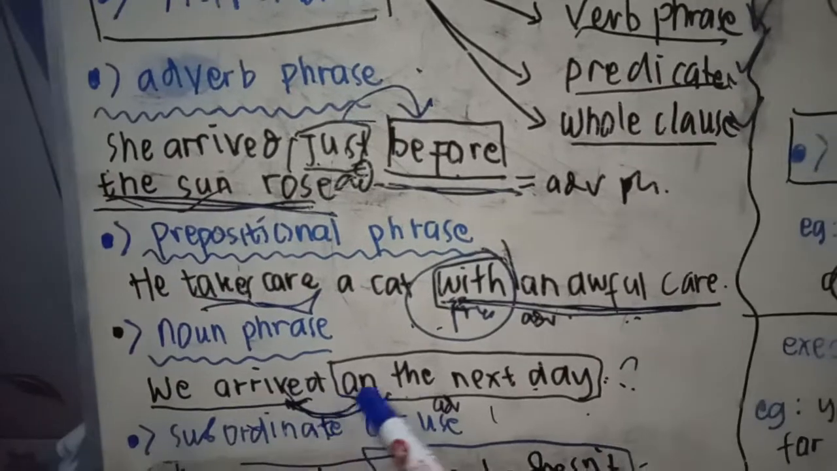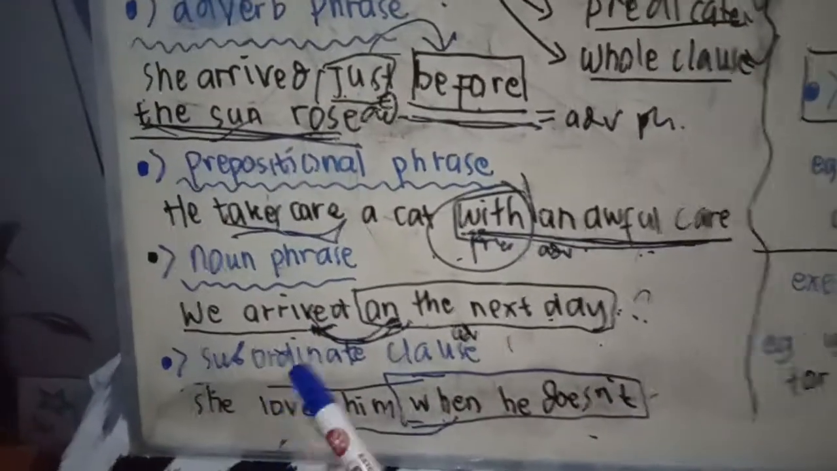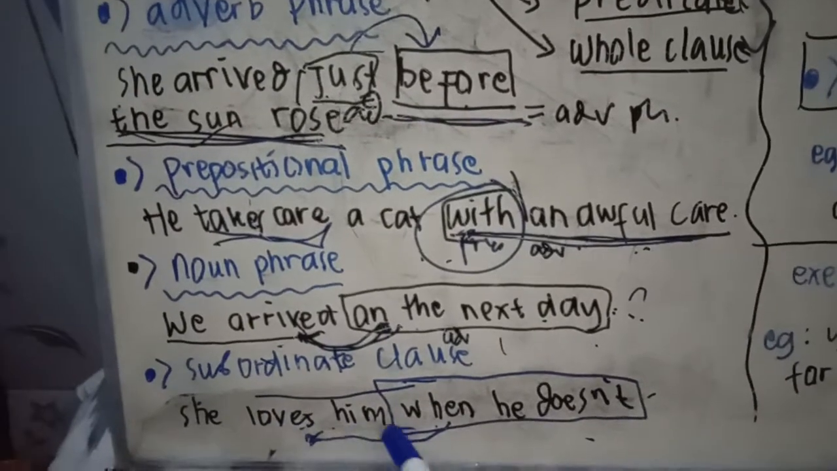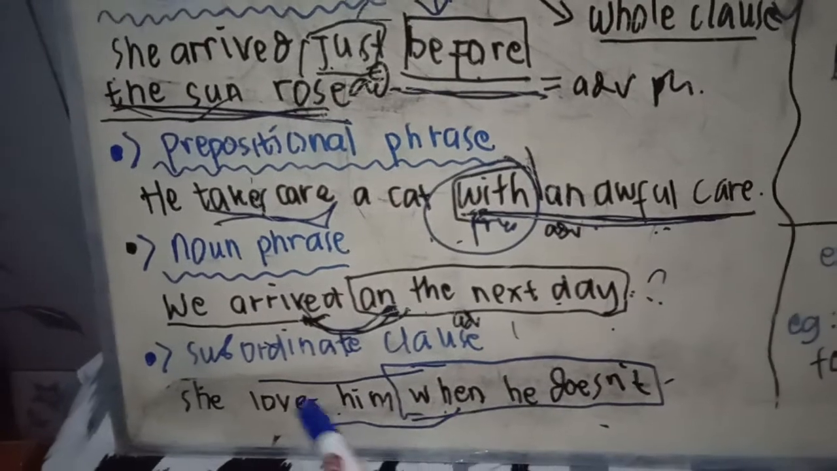Next, noun phrase. For example, we arrive on the next day. On the next day here is explaining when we arrive. Next, subordinate clause. She loves him when he doesn't. When he doesn't here explains when she loves him.